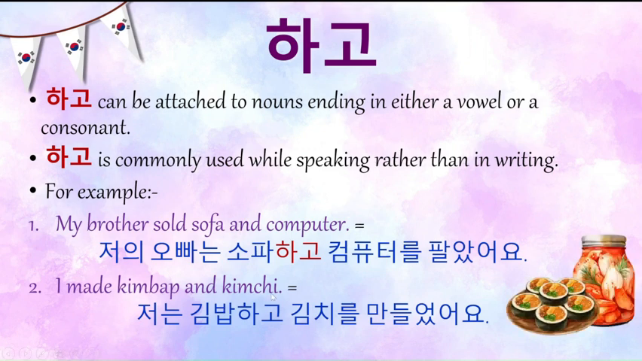Now both of these are Korean dishes. We know that. In Korean it is 저는 김밥하고 김치를 만들었어요. Kimbap and kimchi. Attach hago to kimbap, that is to the preceding noun. 김밥하고 김치를. Kimbap and kimchi. To make is 만들다. In past tense 만들었어요.